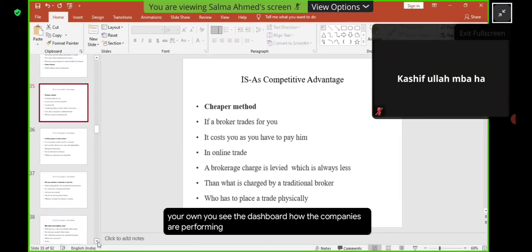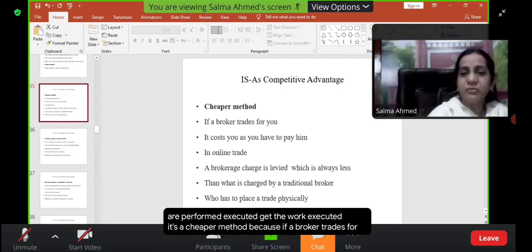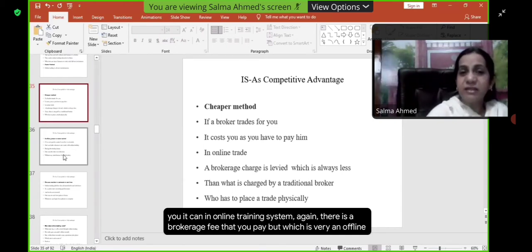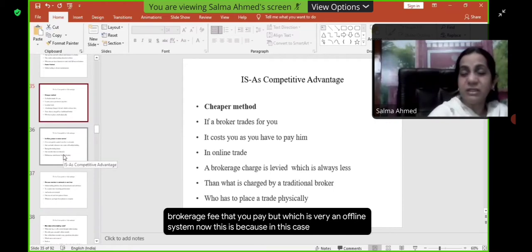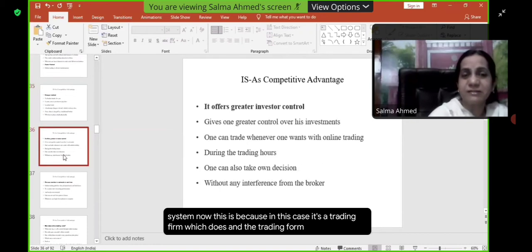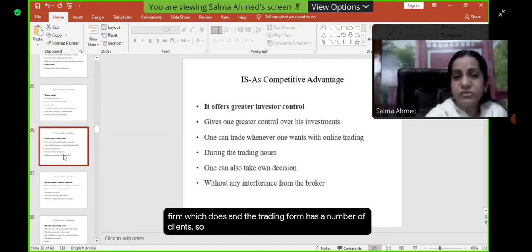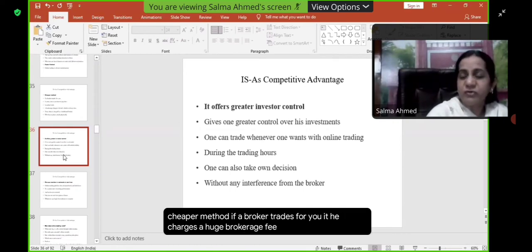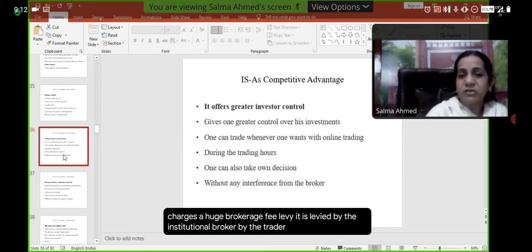It's a cheaper method, because if a broker trades for you, it costs more. In an online trading system, again, there is a brokerage fee that you pay, but it is very low compared to an offline system. This is because in the offline case it's a trading firm which does the trading, and the trading firm has a number of clients, so the cost it would charge us is higher. If a broker trades for you, he charges a huge brokerage fee, levied by the institutional broker, the trader, who works across many clients.